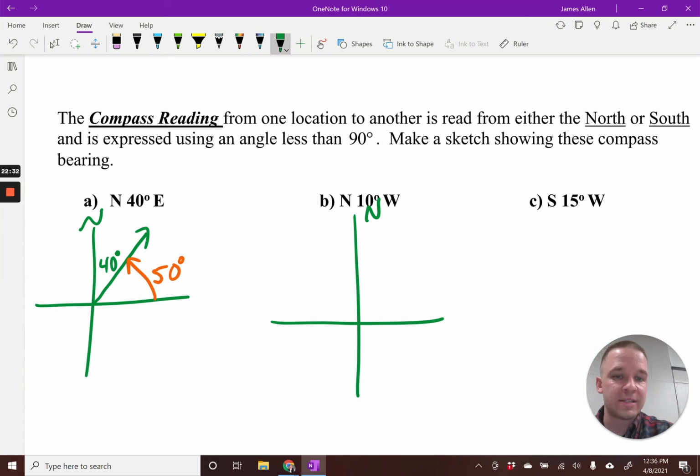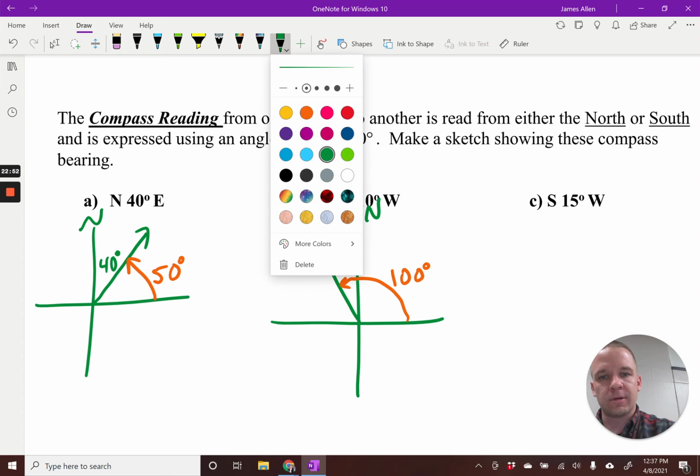So 10 degrees west, again, starting from the north, I'm going to move 10 degrees west. That would be north 10 degrees west. Now for my trig, I'm going 90 plus 10. That is going to be 100 degrees if I'm using it for trig value or trig calculations, right? Okay. Next one here.